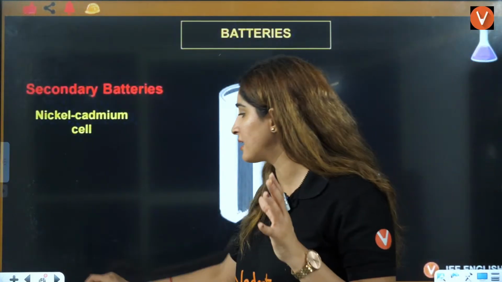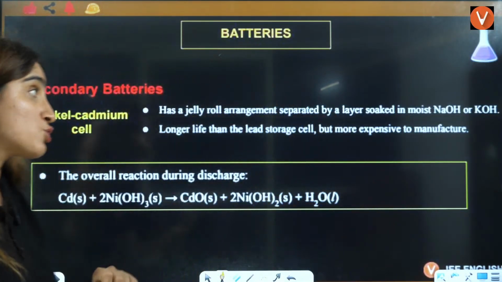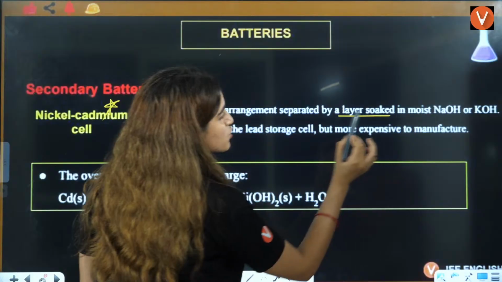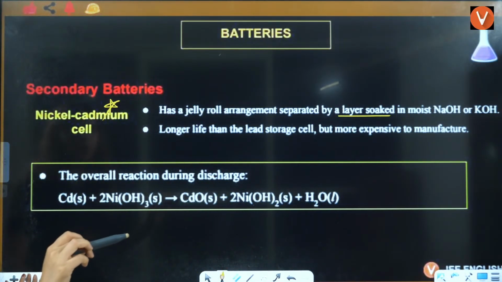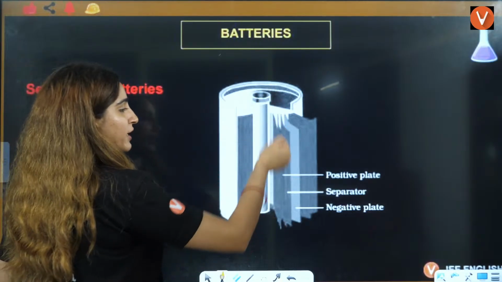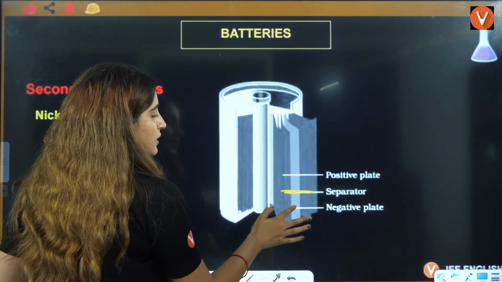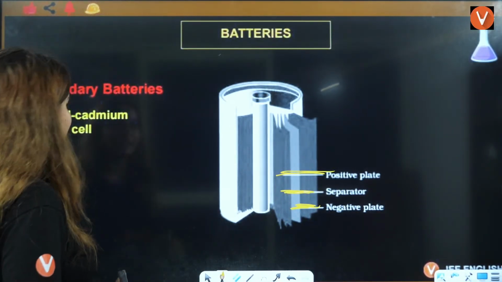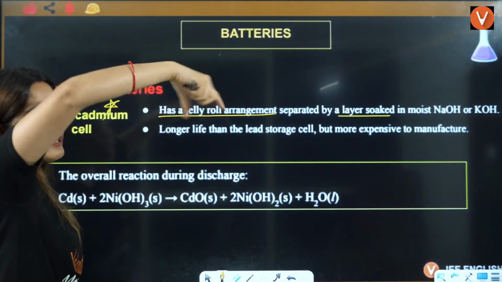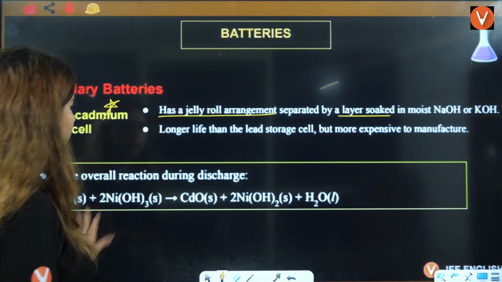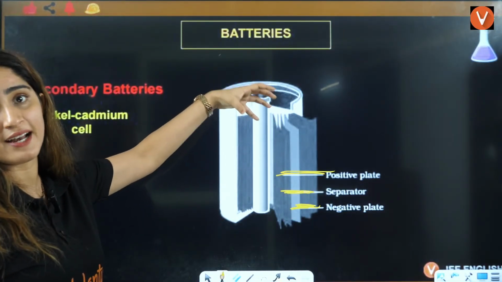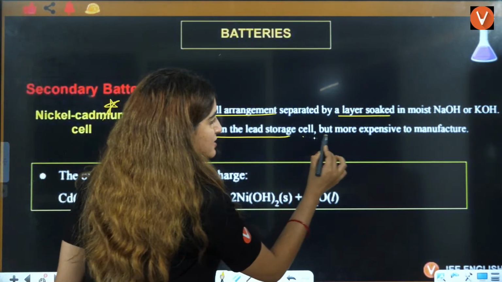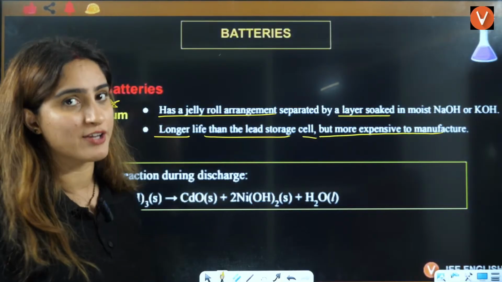Next, the last one is the nickel cadmium cell, right? This is also important. It has a jelly roll arrangement separated by a layer soaked in moist NaOH and KOH. This is the separator, this is the negative plate, this is the positive plate, and in between you have a jelly-like roll arrangement. Here we have cut it to show you what exactly this is. It has a roll kind of arrangement, right? Longer life than the lead storage cell, but more expensive to manufacture, right?